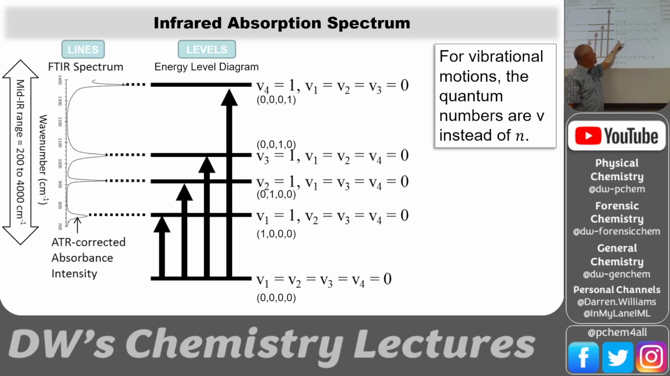So this is the V1 quantum number, and V2, 3, 4, and 5 are 0. So we've got just the fundamental for V1. And this is the V2 fundamental. All the others are 0. And that's the V3 fundamental. So wherever there's a vibrational level, that's where we would have a peak in the spectrum.